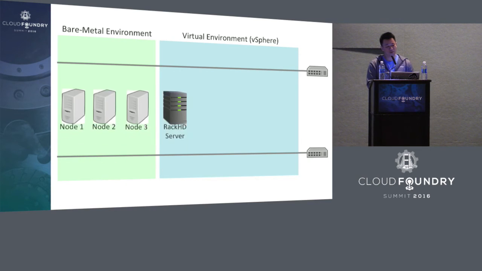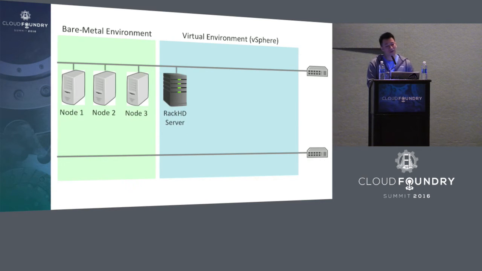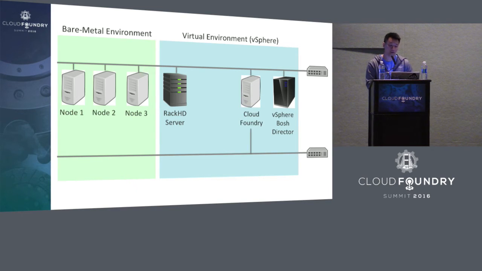So this is what I have set out to do, right? In the beginning, we have two networks, and we have three nodes connected to the private network. The network on the bottom is the public network, right? So at this point, we have the RackHD server ready, and we can deploy a vSphere Bosh director. And this vSphere Bosh director can be used to deploy a Cloud Foundry deployment in your vSphere environment, right? So at this point, Cloud Foundry should be fully functional, and you can push applications to it.